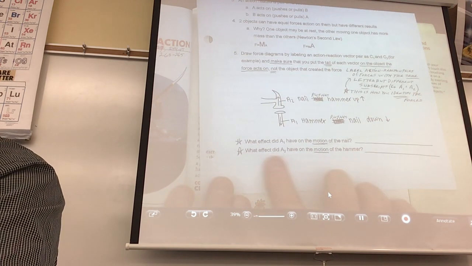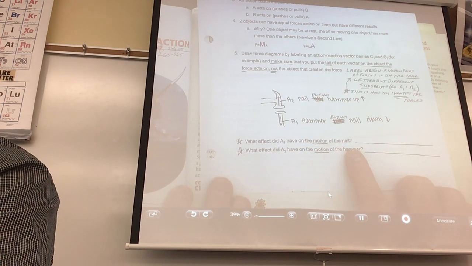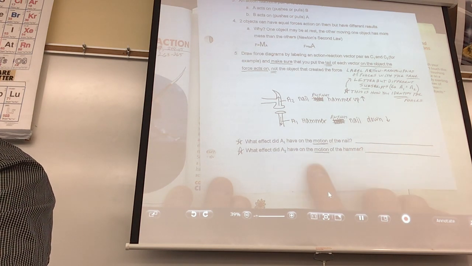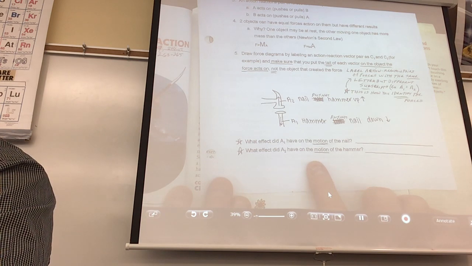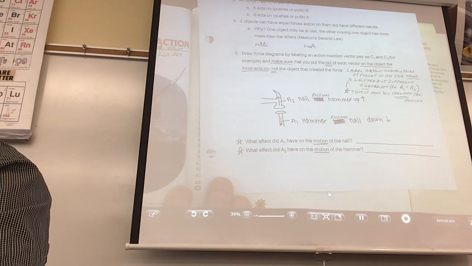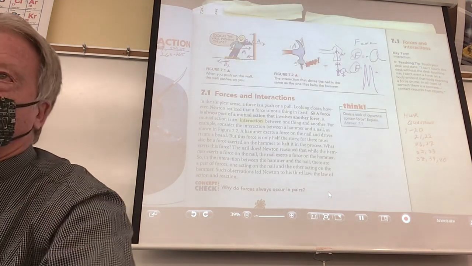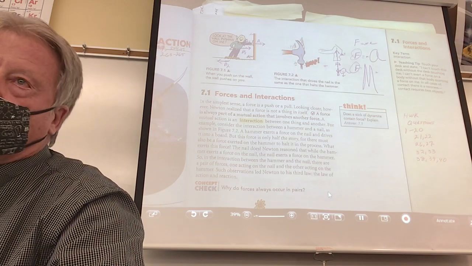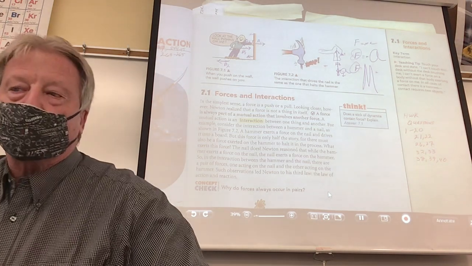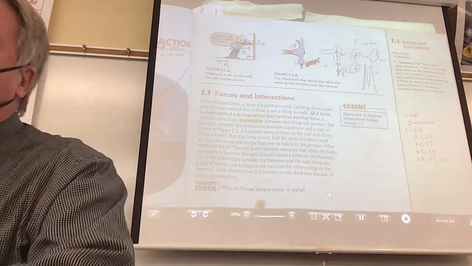What effect did A1 have on the motion of the nail? It accelerated it downwards, didn't it? What effect did A2 have on the motion of the hammer? It decelerated the hammer, didn't it? All right, so as we get ready to start to draw these, they're called force diagrams. And I'll have you do some of these, but let's take a look.